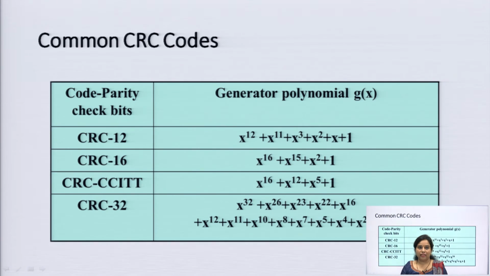This is not used for error correction. Now, the common types of CRC codes that are available, this is the code parity check bits.